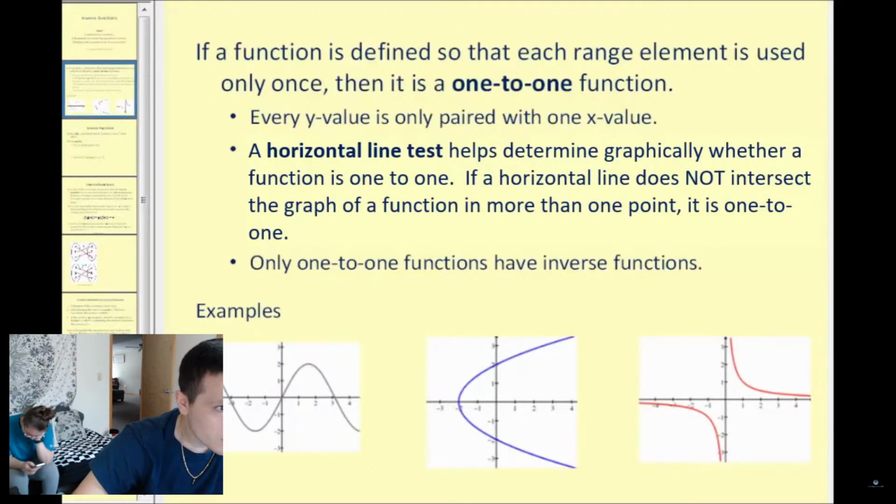So we're going to start off by talking about a special type of function, a one-to-one function. If a function is defined so that each range element or y value is used only once, then it is a one-to-one function. If every y value is only paired with one x value, we have a special type of function called a one-to-one function. And a horizontal line test helps determine graphically whether a function is one-to-one.